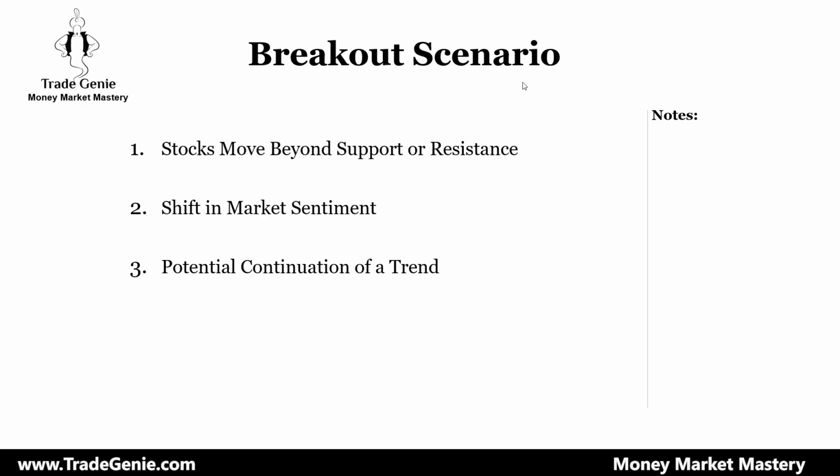So the breakout scenario could be that the stock moves beyond support or resistance. If it's a bullish scenario, let's say, the stock is breaking above the resistance level. There was some resistance level you were watching, and it's just bumping up against the resistance level, hitting it, and then it breaks it. So there's a shift in the market sentiment. There's no longer selling at the resistance. It's a continuation of a trend. So this is the breakout scenario I'm talking about.